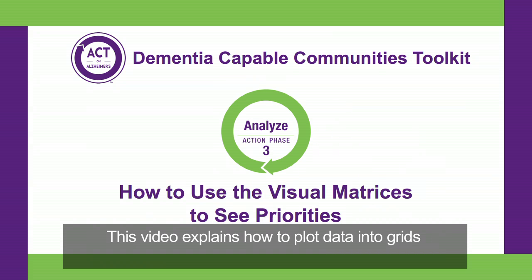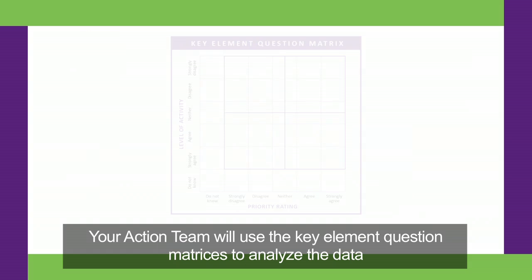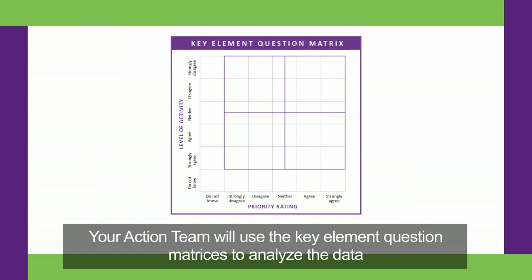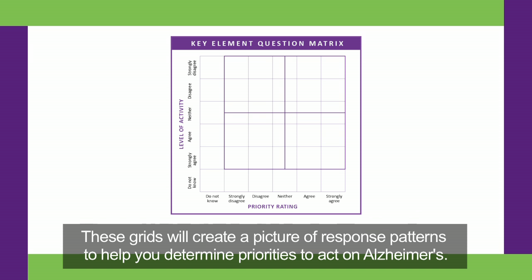This video explains how to plot data into grids so your team can see its priorities for developing an action plan. Your action team will use the key element question matrices to analyze the data gathered during the assess phase. These grids will create a picture of response patterns to help you determine priorities to act on Alzheimer's.